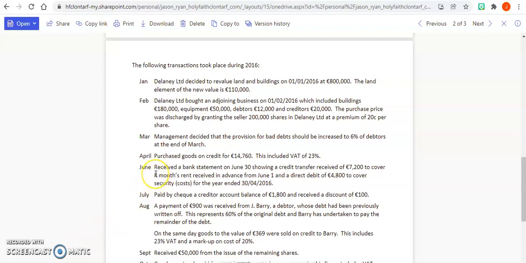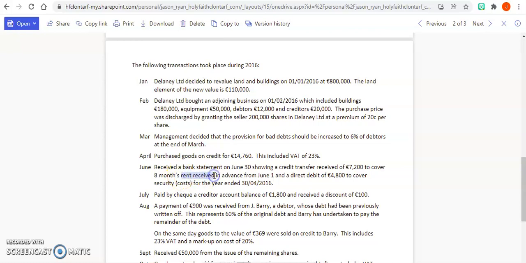Okay, so let's have a look at June. So we received a bank statement on the 30th of June showing a credit transfer received of 7,200. So that's a credit transfer, that's money going into our bank account to cover 8 months rent received in advance from June the 1st. So we've got rent received here.